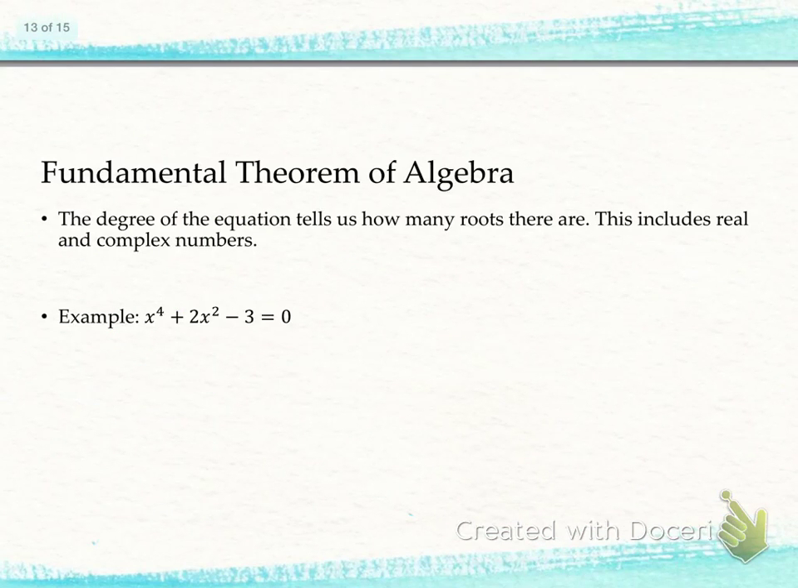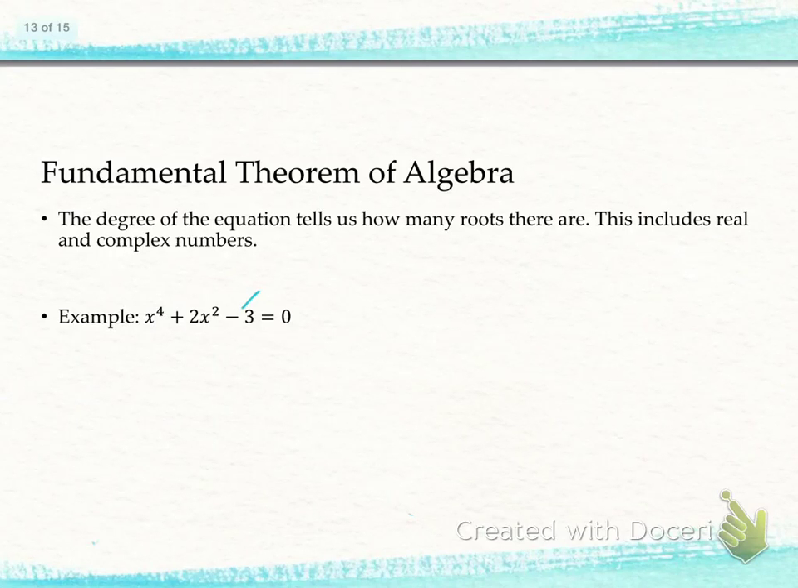Okay, fundamental theorem of algebra. The degree of the equation tells us how many roots there are. This includes real and imaginary, which is complex. So we're going to factor. So this 4 tells me how many answers I should have, including real answers and imaginary. So I should have 4 answers when I do this.